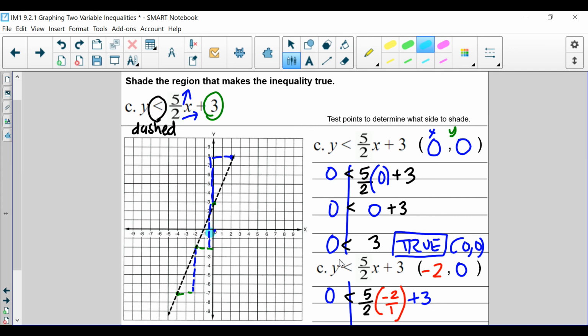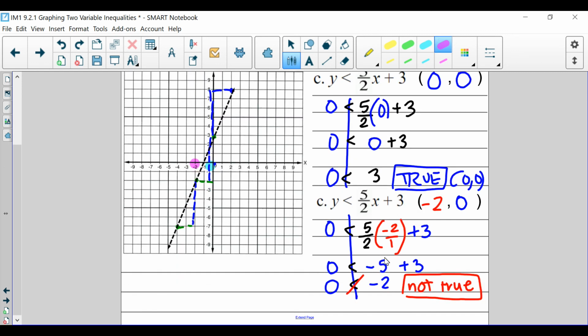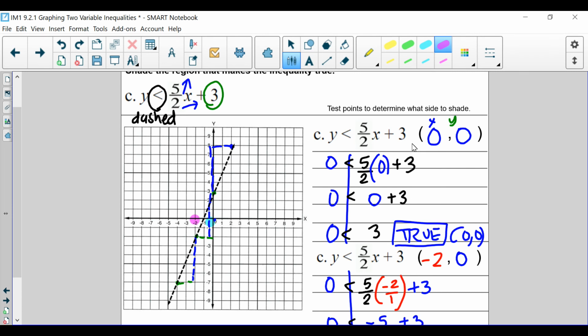But then we test the point (-2, 0), which is right here. And you're going to notice, oh, that does not make a true statement. So since (0, 0) works, we're going to shade that portion and know, okay, using the highlighter here, these guys are solutions to this inequality.